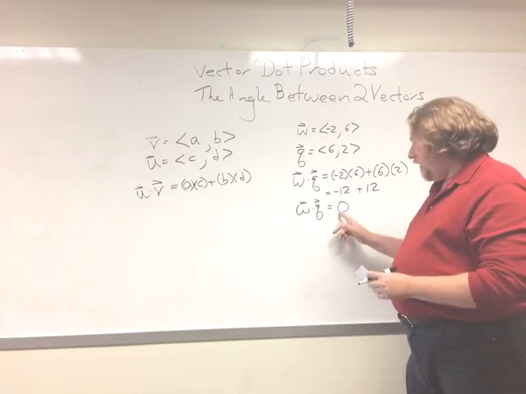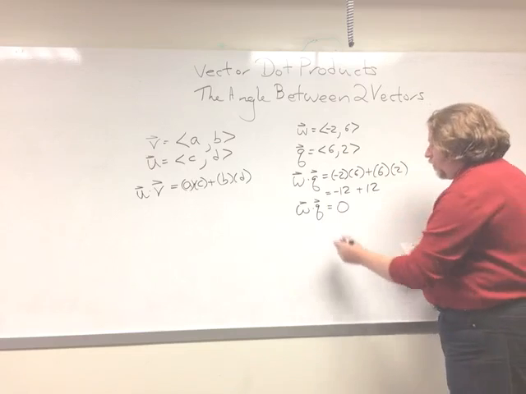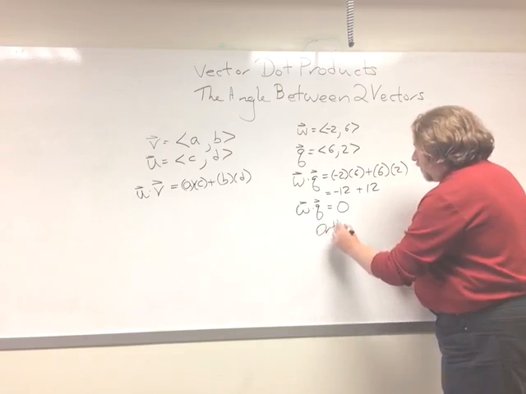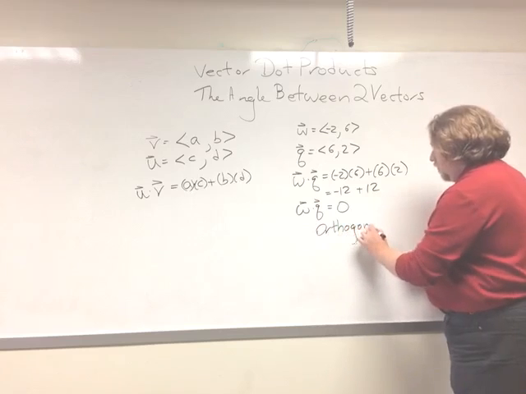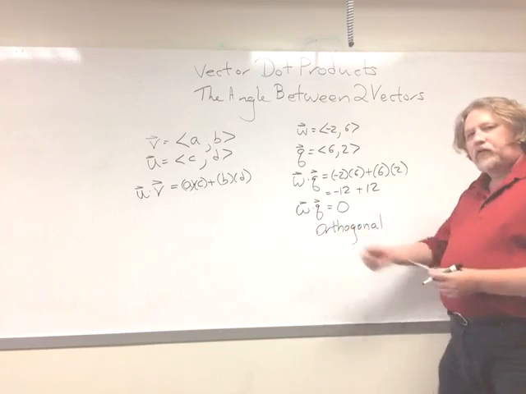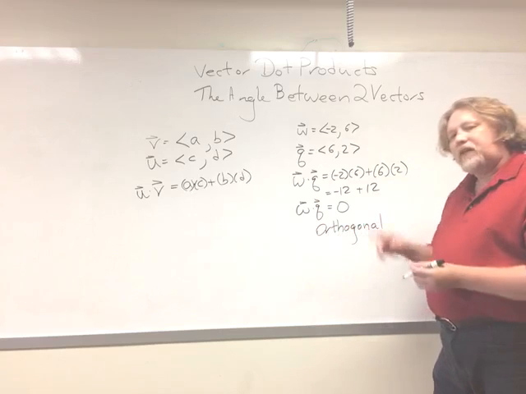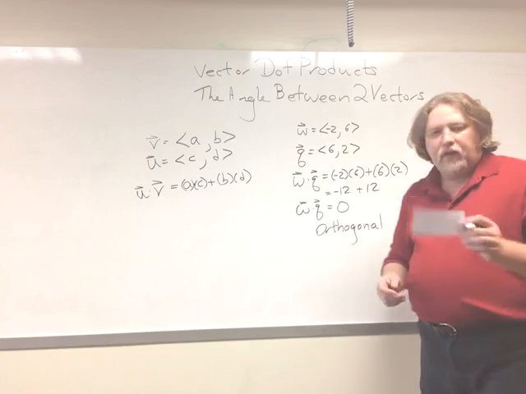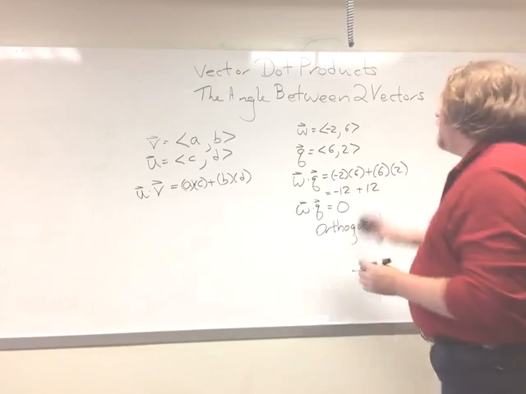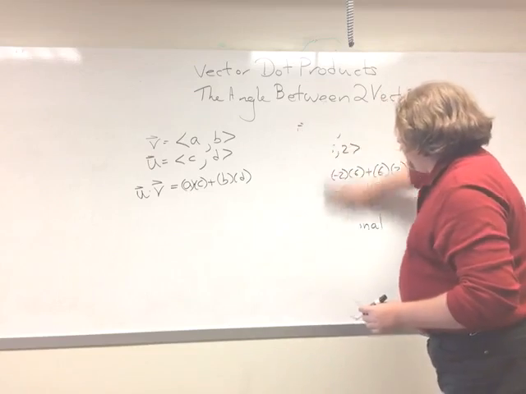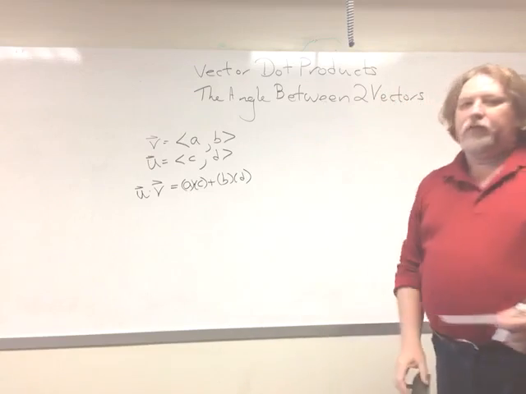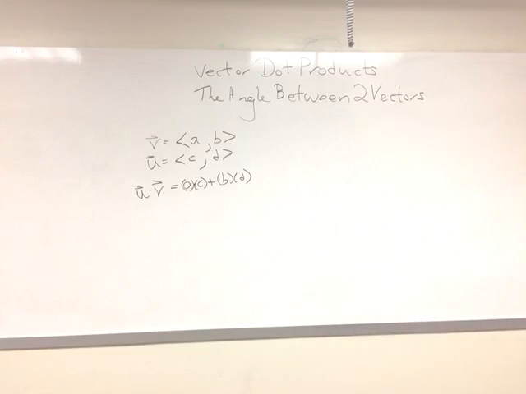And by the way, whenever a dot product is 0, we call this orthogonal. O-R-T-H-O-G-O-N-A-L, orthogonal. And I'm going to show you what that means in just a couple of seconds. But before we can talk about that, we need to talk about the second part of this video, the angle between two vectors.